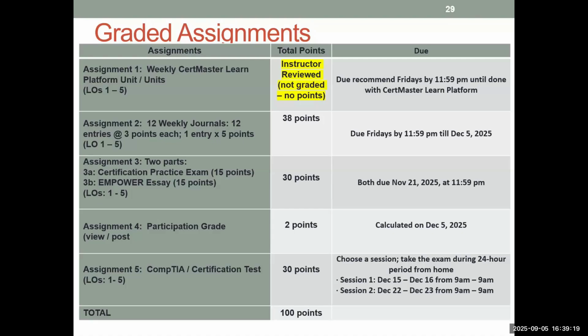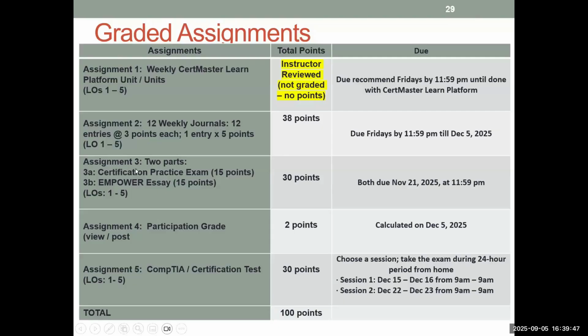I read them all, I respond to them all. I don't respond in the discussion thread, so it's not public. I will respond to each of your postings as a comment on your grade, so that we can have more of a personal relationship and you can ask me questions and I can say, well, maybe you need to speed it up a little bit here, etc. So that's where you'll find my comments.